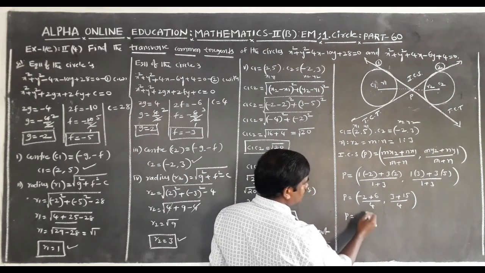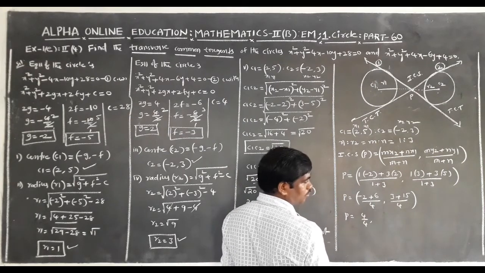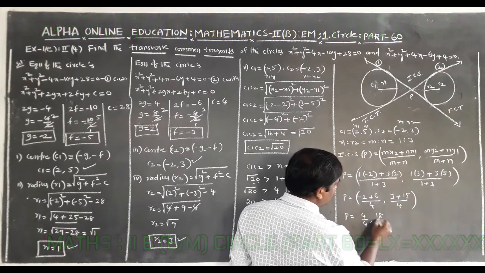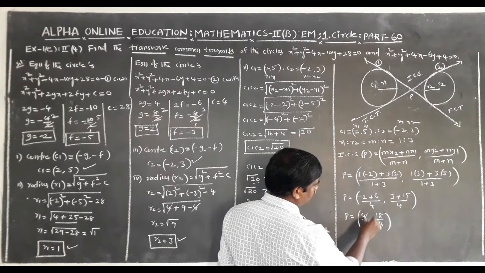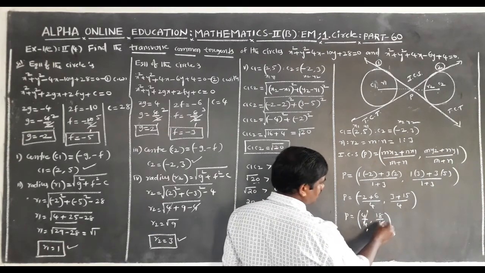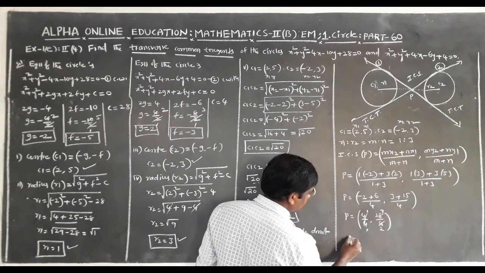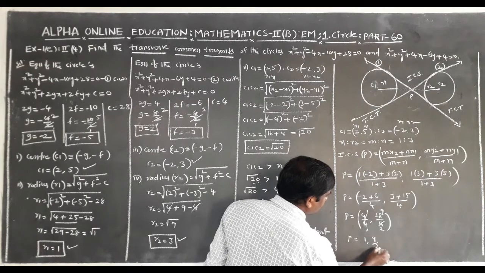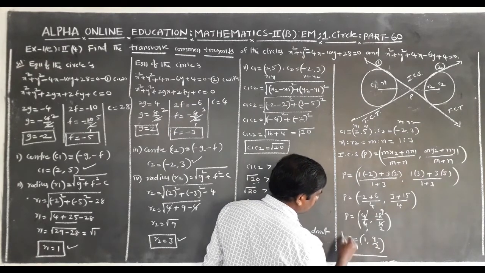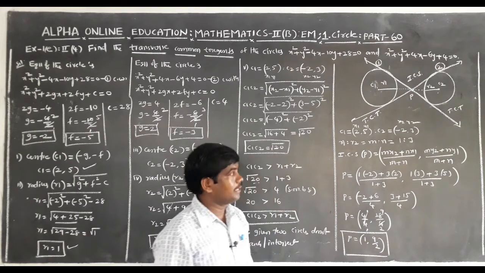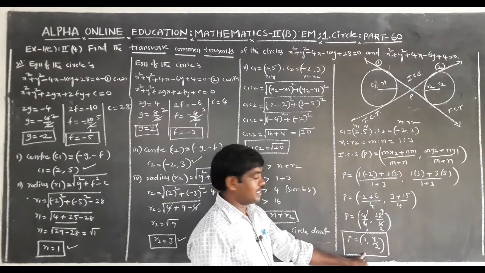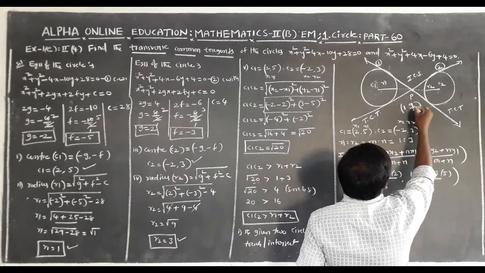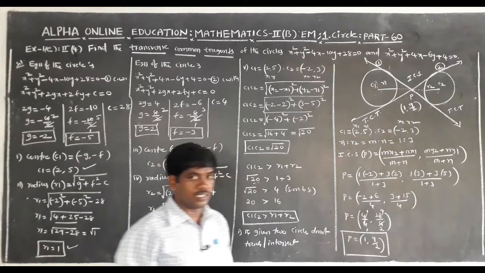P is equal to 4 by 4, comma 18 by 4. Cancelling, 4 ones are 4, and 18 by 4 is 9 by 2. The internal center of similitude P is equal to (1, 9/2). This is the internal center of similitude (1, 9/2).